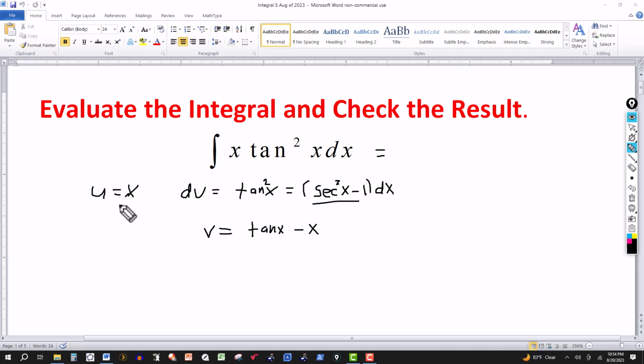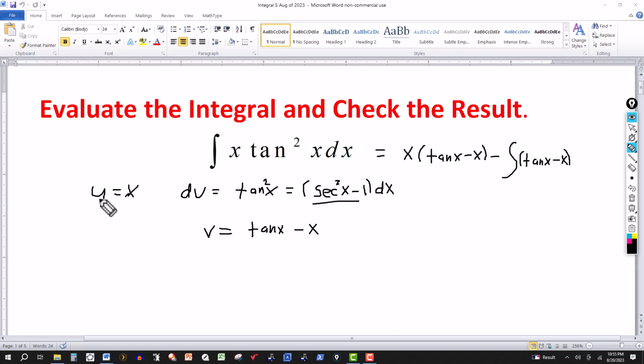So the integration by parts formula tells you that once you set up your u and your dv and found the value of v, then the first part of the answer is u times v. So that's this product right here. So this will be u times v, though this will be x times the v, so this will be tangent of x minus x. And then it tells you that the next part is minus, and then you have an integral, and the integrand here is going to be v, which is tangent of x minus x times your du.